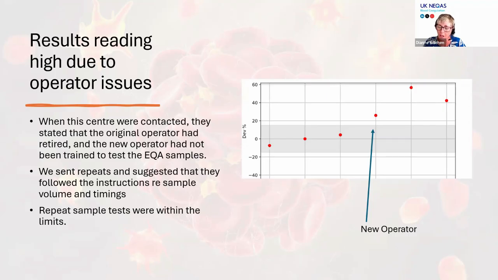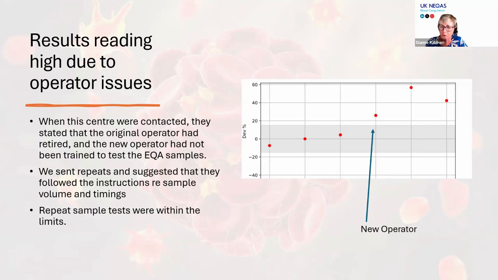And when the repeats were done, they were within limits, and the feedback was that the new operator had said she hadn't had any training, even though this covers a 9-month period, and that she didn't read the instructions. She just threw everything together because she hadn't got the time for that. It's a 2-minute process to follow, so the whole thing takes about 5 minutes.